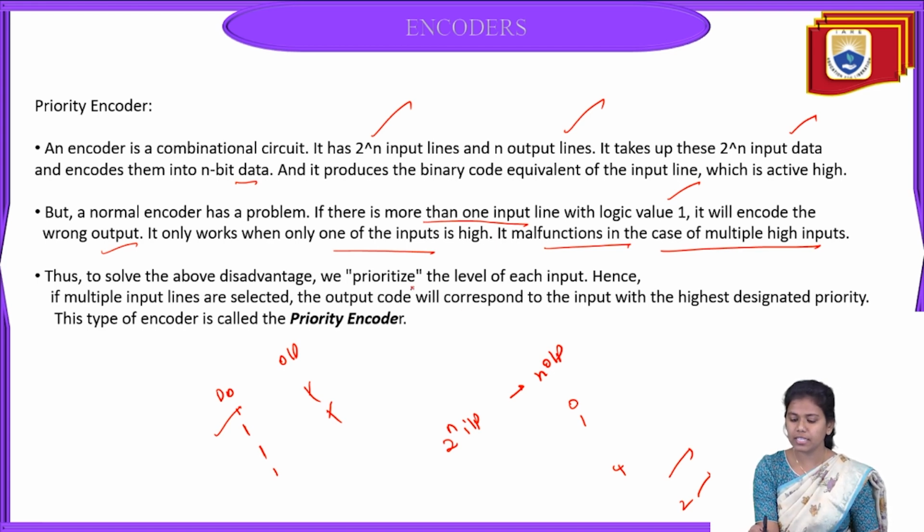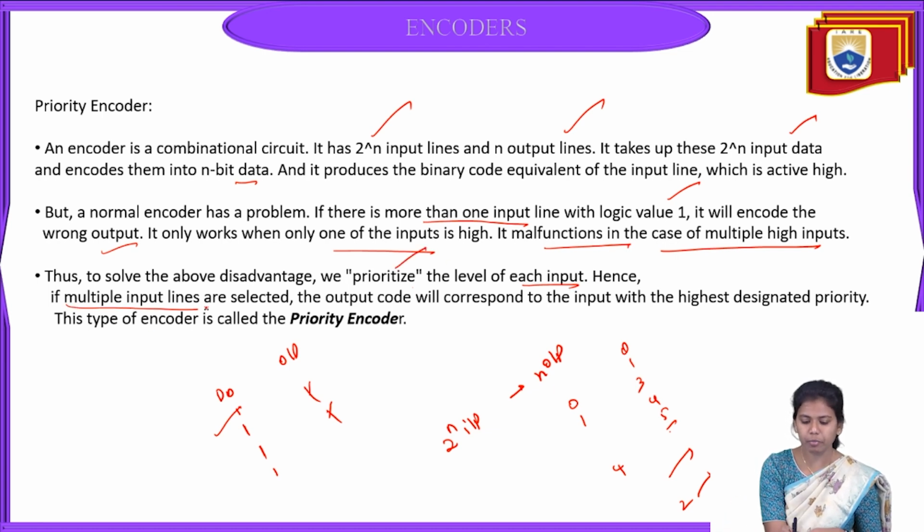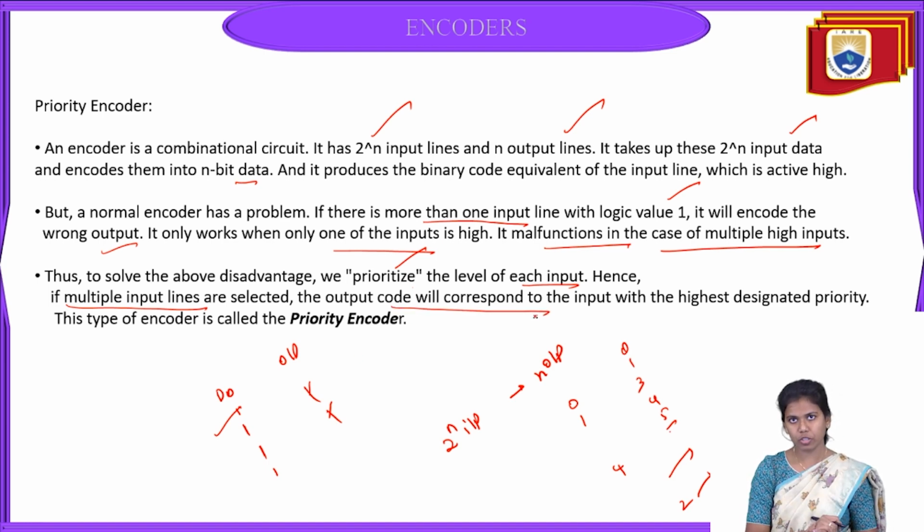So we prioritize the level of each input. As per the high level, we will be encoding the particular bits. We prioritize a bit and as per that we will encode. So if multiple input lines are selected, the output code corresponds to the input which has the highest designated priority. If we want to encode a particular input, and that input has the highest priority, that means what?